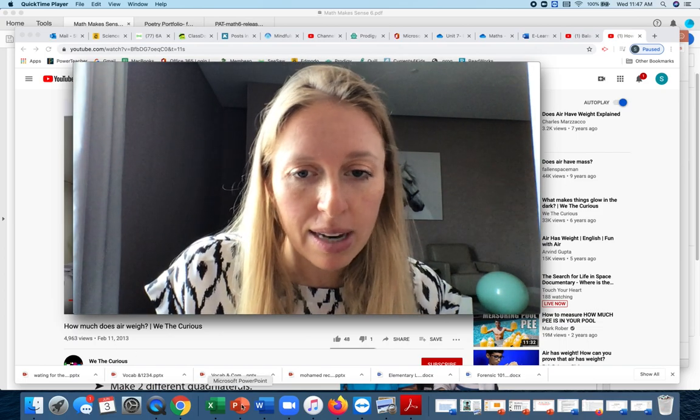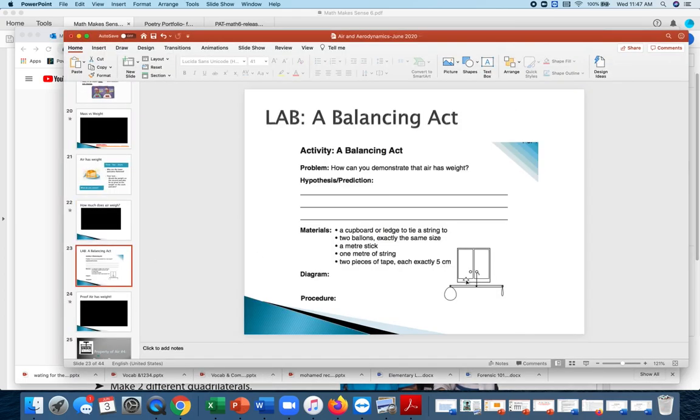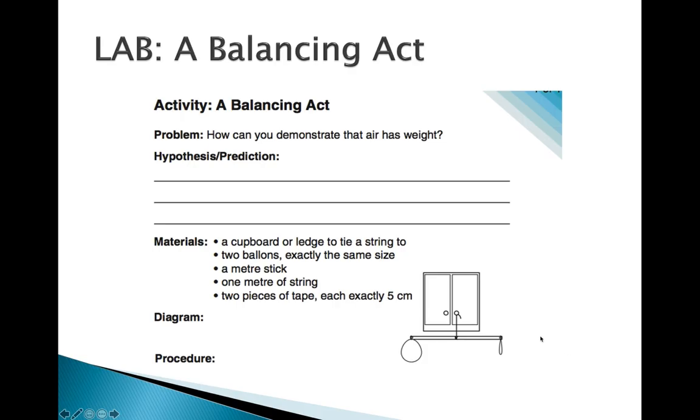Okay. Now, next, if we were in class, we would be doing this lab or demonstration. It's a little bit tricky to do, but if you have these tools, you could try this at home. It's totally optional though. Okay, so how can you demonstrate that air has weight?